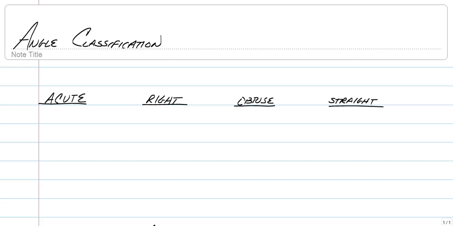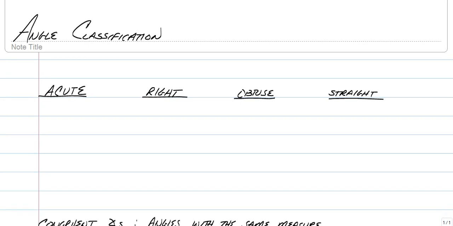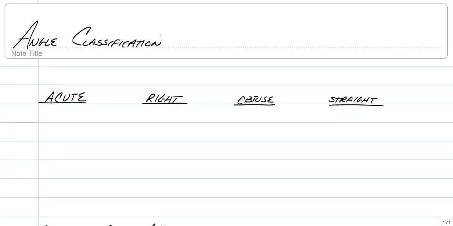This is Mr. Longo, and we are going to be talking about different types of classification of angles. Now, there's four main types that we're going to talk about. We have acute, right, obtuse, and straight angles. There actually are more, but these are the four we're going to talk about in this class. So, to start out, what is an acute angle?